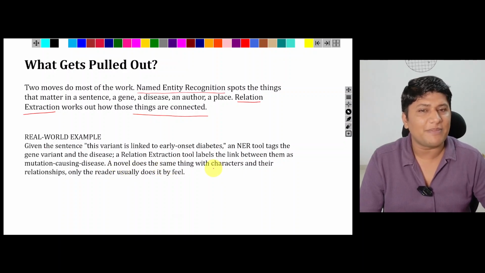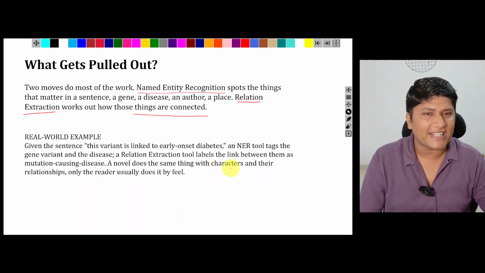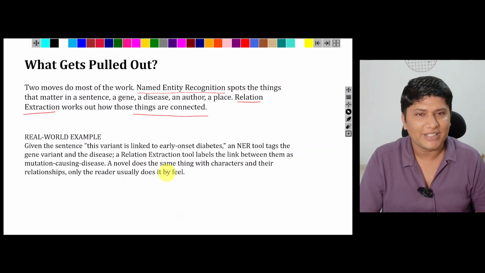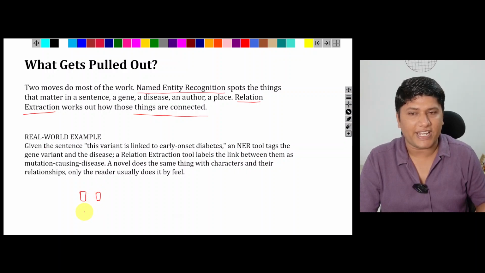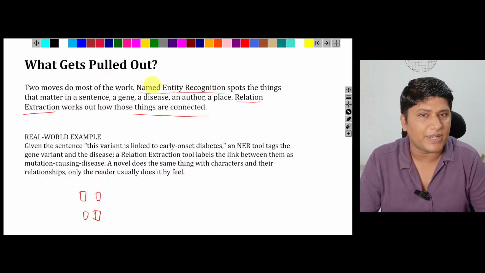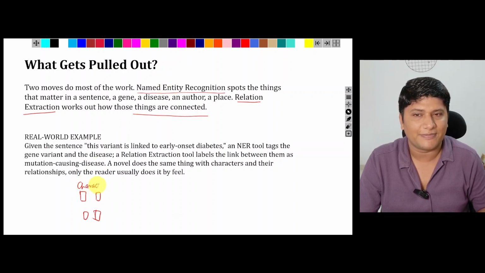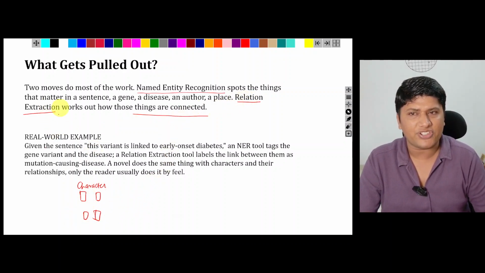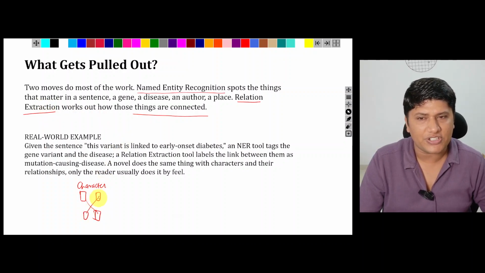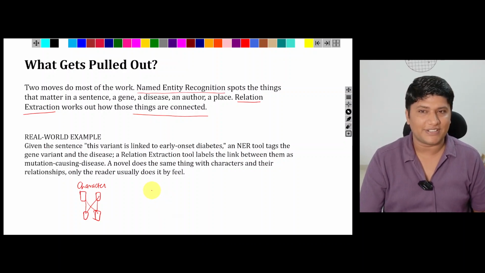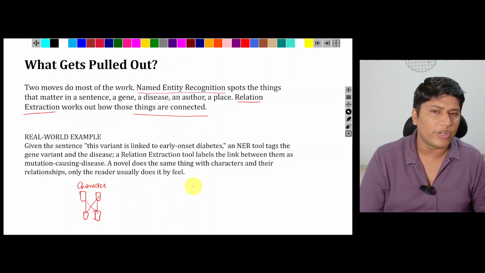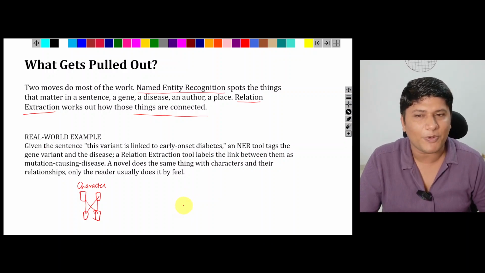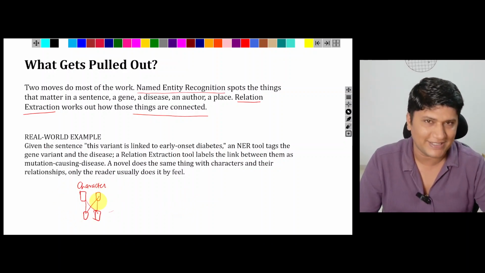A novel works the same way, with characters and their relationships, only the reader usually does it by feeling. If you send a novel to named entity recognition, it will first find all the characters. Then relationship extraction finds the relationships between these characters and how they are connected with each other. This is something we do by natural feeling, but our NLP program will do it with the use of statistics.